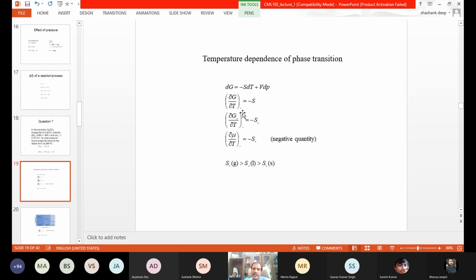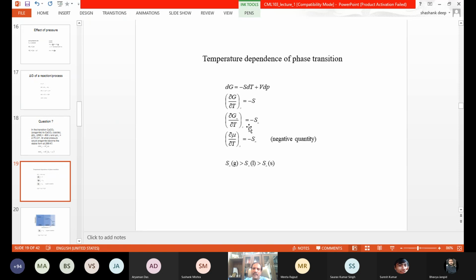So del G by del T at constant pressure is minus S. So del Gm, which is basically chemical potential. You just understand that chemical potential is similar to molar Gibbs free energy. That's what we generally see, but since you probably would not have studied chemical potentials, just keep in mind that it is nothing but molar Gibbs free energy, particularly for a one component system.